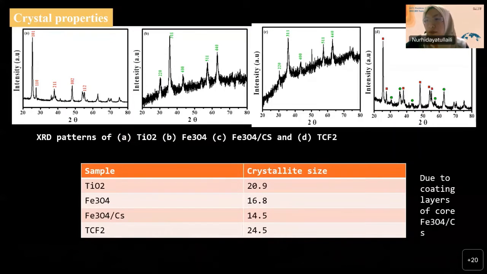So for the physical properties, it shows that the coating of the chitosan on the iron oxide core will increase its crystallite size. So the combination of these three elements has a high crystallite size, which will reduce the band gap of the TiO2 towards lower than 3.0.